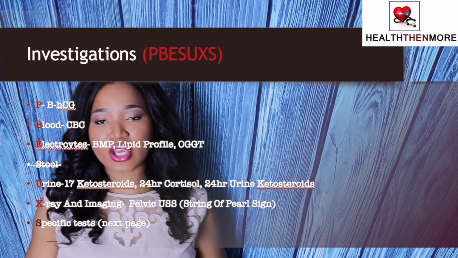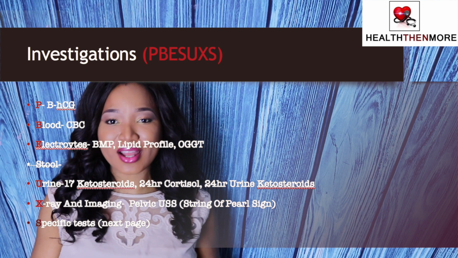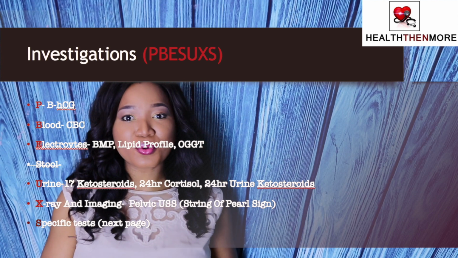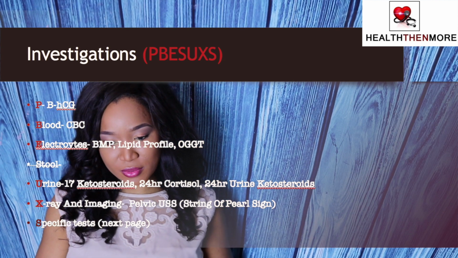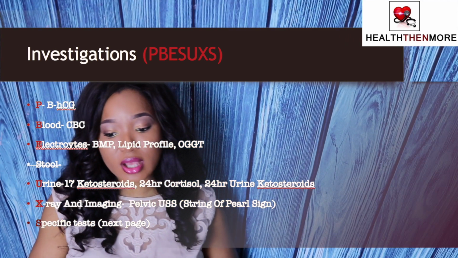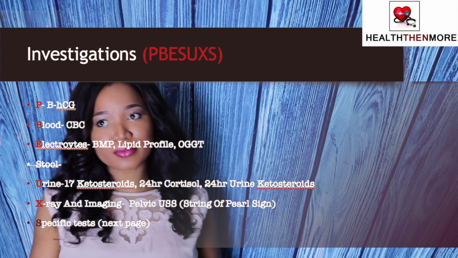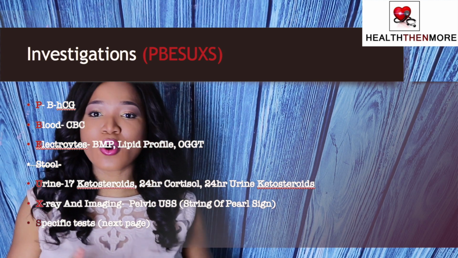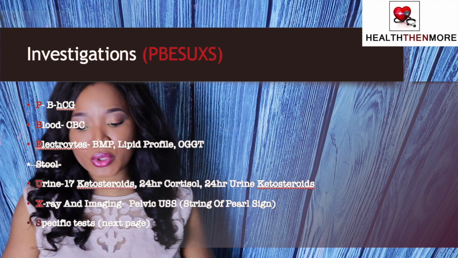Then we're also going to check in the S, it stands for stool, but we're not going to do anything with that in this case because PCOS has nothing to do with the stool. And in the urine, we're going to check for the 17 keto steroids, which will be done with the 24-hour urine keto steroids. We'll also do the 24-hour cortisol. Now for the X, which is the X-ray, or you also call it imaging. The imaging we're going to do for PCOS is going to be the pelvic ultrasound, which will show the string of pearls sign.